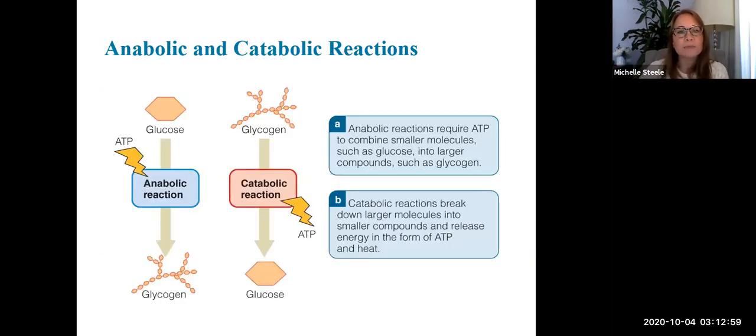Here is a visual representation of each of those reactions. Here on the left, we have an anabolic reaction, taking that glucose, using energy in the form of this ATP. This is the molecule of energy known as adenosine triphosphate, which we're going to talk about. It's requiring energy to store that glucose as glycogen. We're building up these larger structures. Or we can take those larger structures and break them down and in the process release energy in the form of ATP and heat.